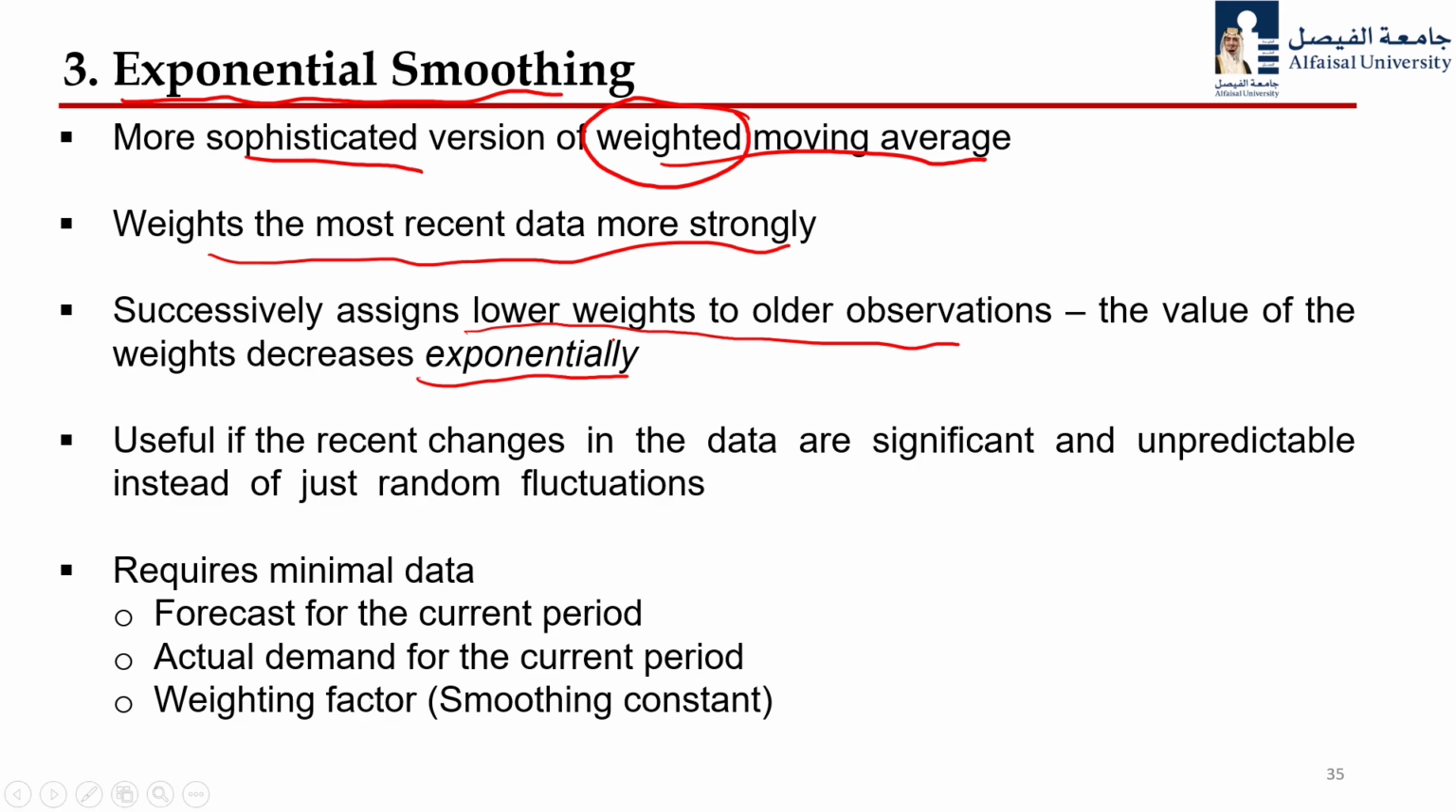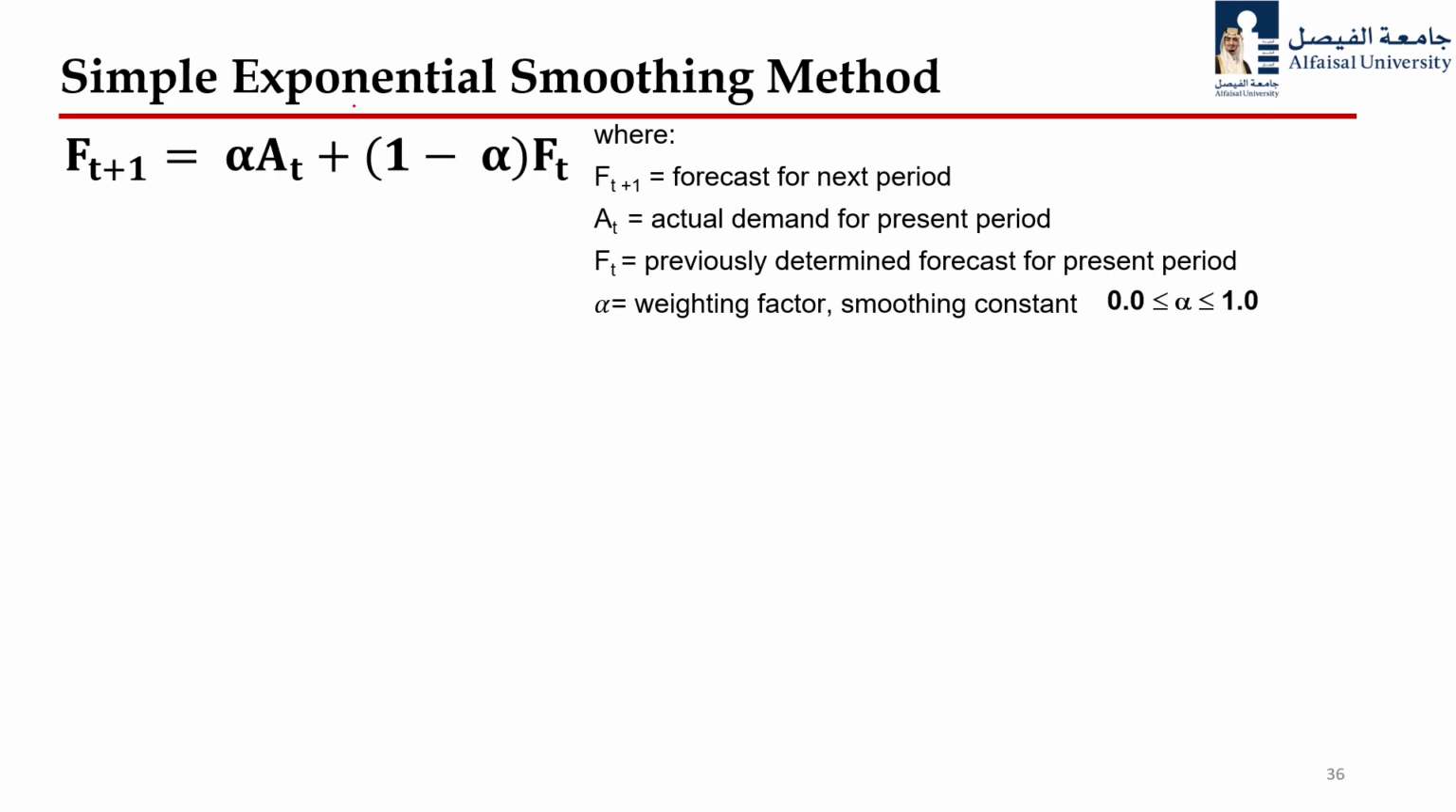So what does this mean? Let me show you the formula. The formula of the simple exponential smoothing method is F(t+1), which means the next time period forecast, equal to alpha A_t. Alpha is known as the weighting factor, or the smoothing constant, and this smoothing constant is always between 0 and 1 because the sum of weights should be equal to 1. Here A_t indicates the actual demand in time period t. So 1 is the sum of weights, and 1 minus alpha is the weight for the previous time period forecast value.